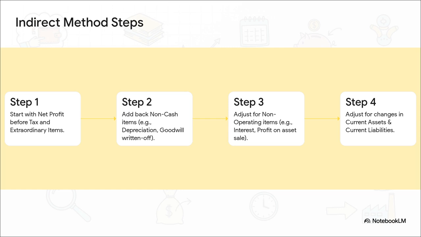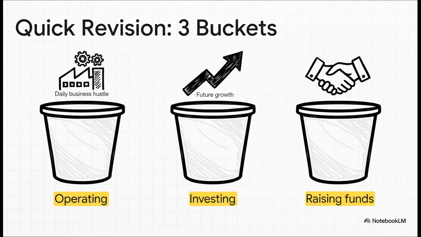Step 3. We adjust for non-operating items. For instance, if a company made a profit selling a building, that's an investing activity, not operating, right? So we have to remove its effect here. And finally, step 4. We adjust for changes in current assets and liabilities to see the real cash impact of our daily business. Just follow these 4 steps and you will get full marks. I guarantee it.